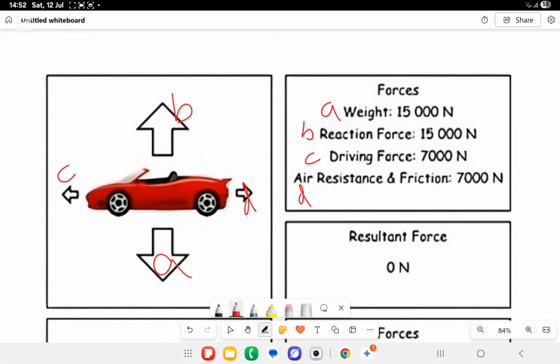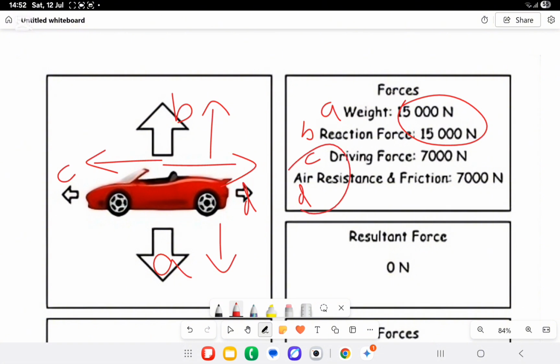So you can see that the forces applying downwards and upwards are equal. Both of them are 15,000. So the resultant force is zero. And if we look at the right-hand side and left-hand side, the forces are also equal, as you can see in C and D. So the resultant force should be 0 newtons.